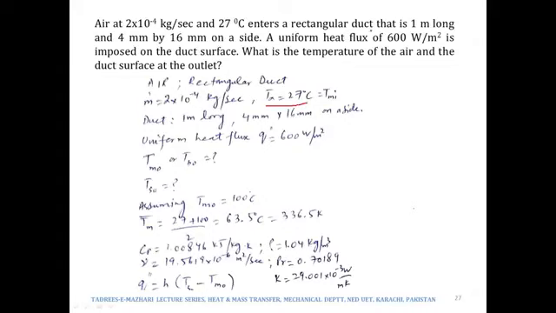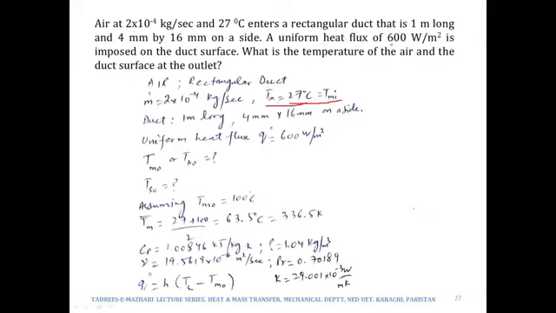It enters a rectangular duct. So as soon as it enters a rectangular duct, we will consider this as the bulk temperature at inlet, and the duct is rectangular, so it is no more a circular duct. That duct is 1 meter long, and 4 millimeter by 16 millimeter on a side. So its cross section area would be 64 square millimeters.